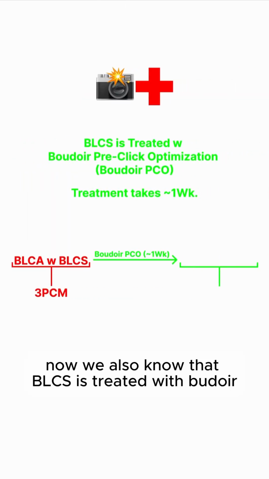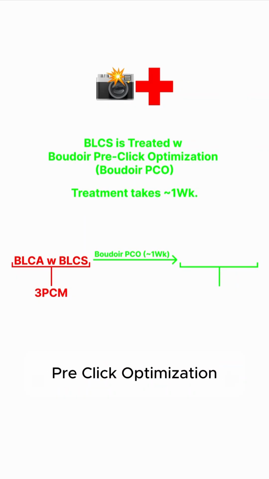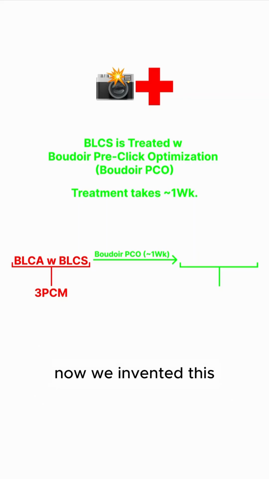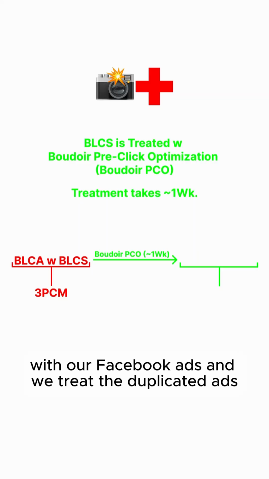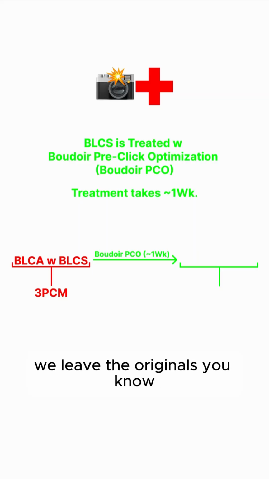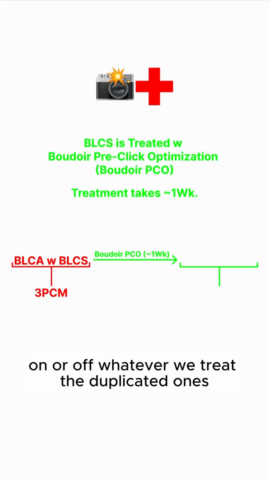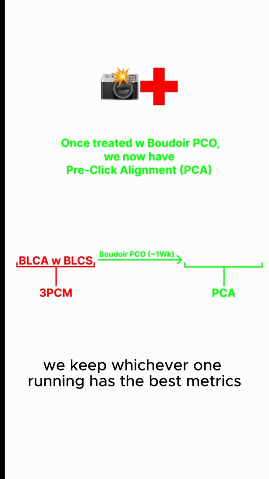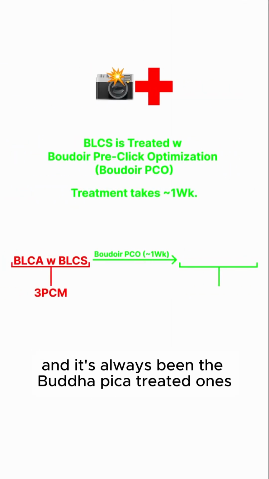Now, we also know that BLCS is treated with Boudoir pre-click optimization, aka Boudoir Pico, and treatment takes about a week. Now, we invented this. This is where we duplicate the current Boudoir Facebook ads and we treat the duplicated ads. We leave the originals, on or off, whatever. We treat the duplicated ones, and at the end of the week, we keep whichever one running has the best metrics. And it's always been the Boudoir Pico treated ones.